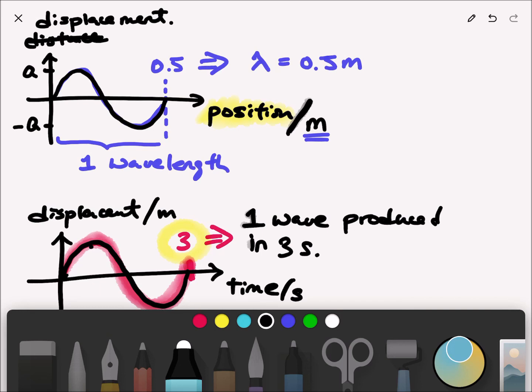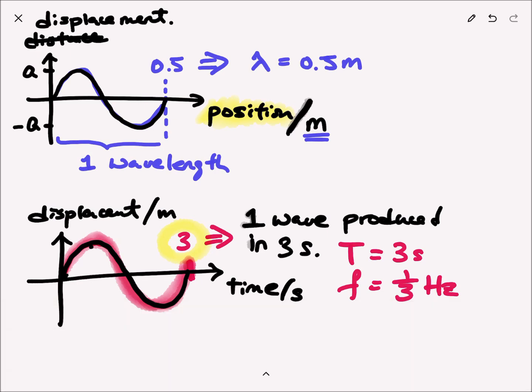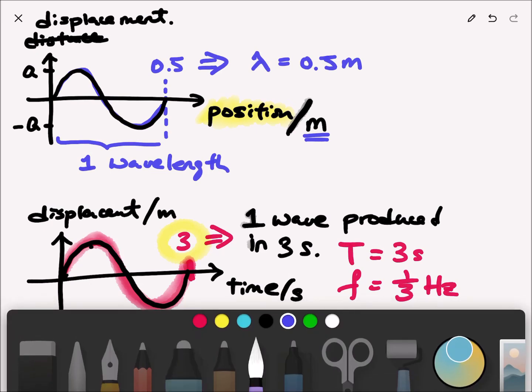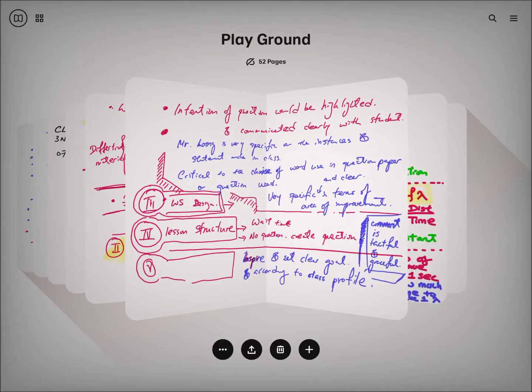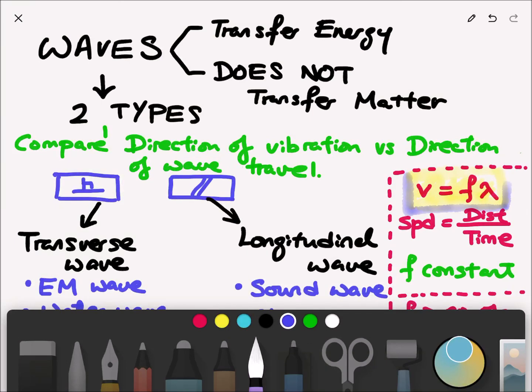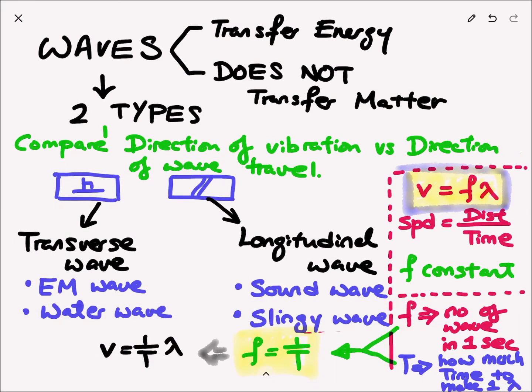So that is your definition for period. This is telling you that the period of this wave is 3 seconds, and you can use this to find out that my frequency is 1/3 hertz. Simple as that. So basically these two types of graphs will give you different information. Most of the time, these two pieces of information are going to be used in your v equals f lambda formula.